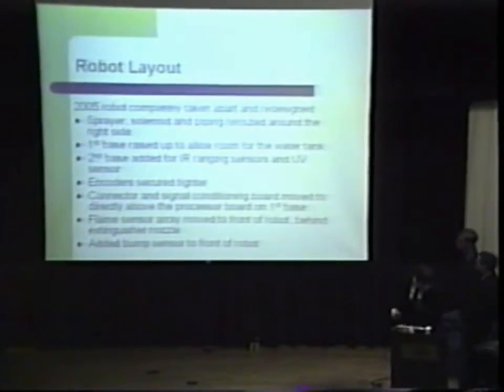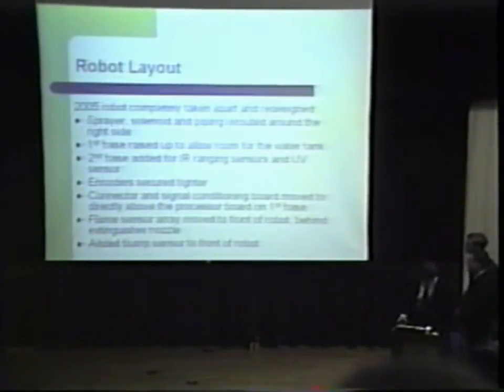The robot layout. The 2006 robot was completely taken apart and redesigned. The sprayer, solenoid, and piping were rerouted around the right side of the robot. As Doc mentioned before, the piping was poorly done last year and we needed to completely redesign it.